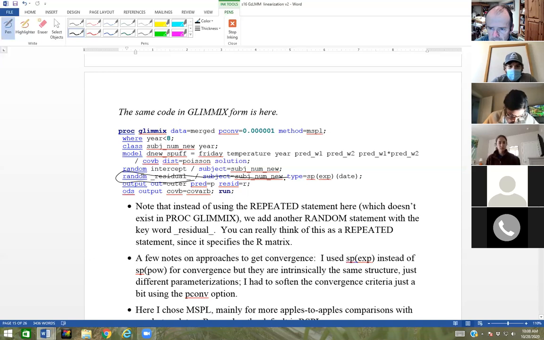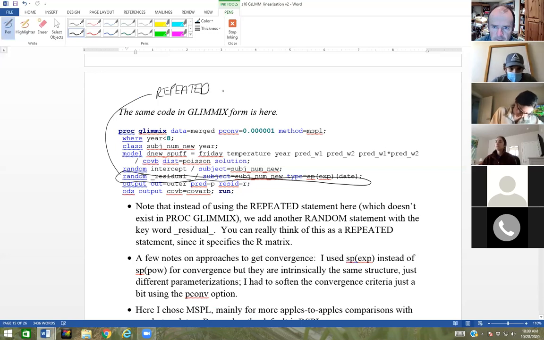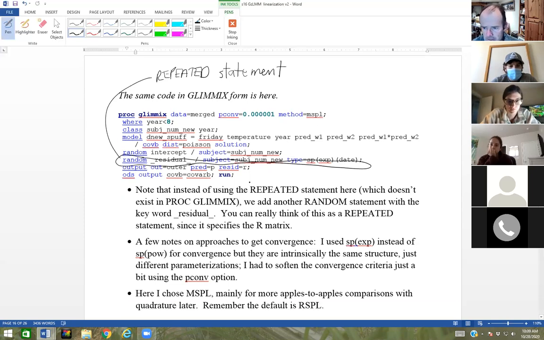What is that? I still don't know why they do this, but this is essentially our repeated statement. Instead of using an actual repeated statement, we use a random and then we put _residual_ as the argument. This is essentially our repeated statement. It just has a different look to it when we do proc glimmix. I kind of wish that they would just use an alias here. I don't know why they do this, but it is what it is.